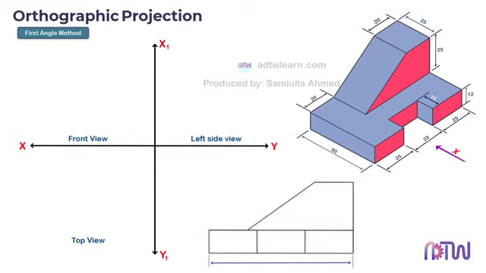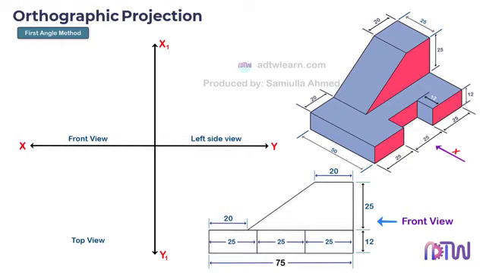We can see this total length is made up of 3 sections of 25 millimeters, which will be equal to 75 millimeters. That means this total length is 75 millimeters. And these sections will be 25 millimeters each. Next, we need this height. We can see this height is given as 12 millimeters in the figure. This height is given as 25 millimeters. This width is given as 20 millimeters in the figure. And at last, we need this width, which is given as 20 millimeters. This is our front view of the object with all the dimensions.